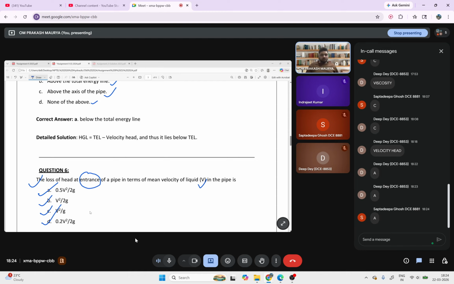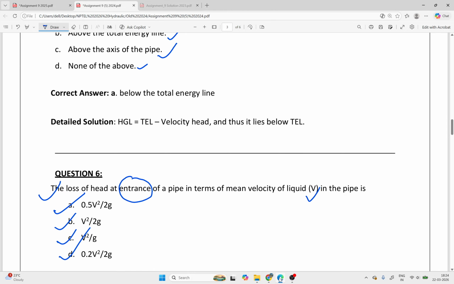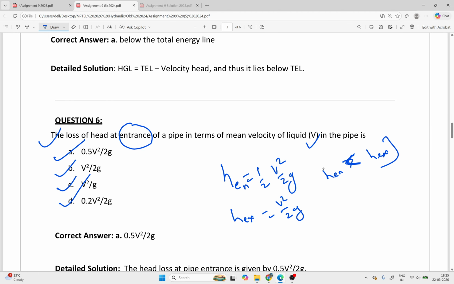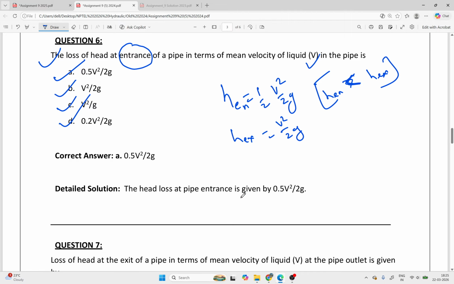Just think on that. At that time I was also discussing the formula, so you need to remember it. Ghosh is also telling option A. Nice. Definitely, at the entrance the head loss will be less compared to the exit. So at entrance it is half V square by 2g, and at exit it is V square by 2g. Remember this and you will never forget the formula. Your exit loss will be more than the inlet. Now we'll move on to the next one.